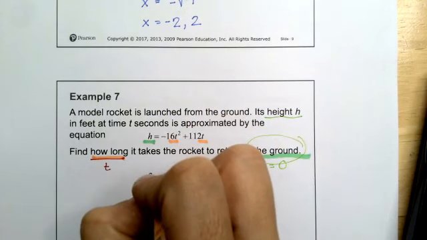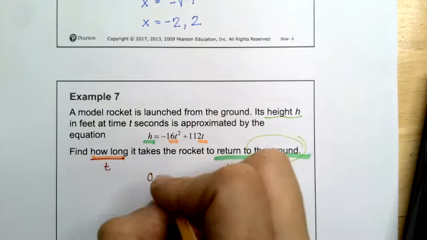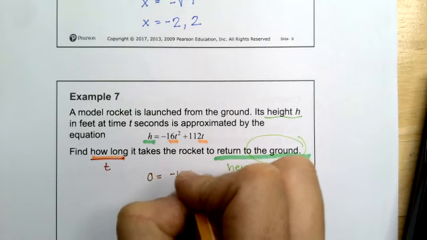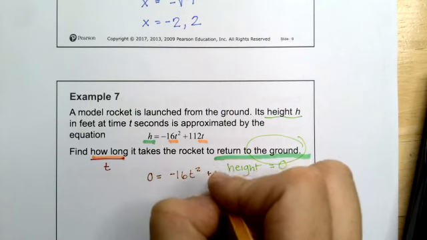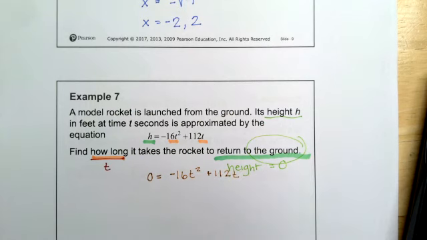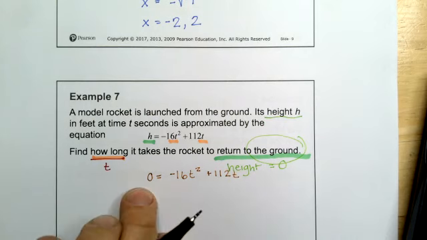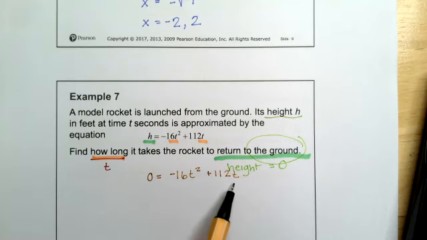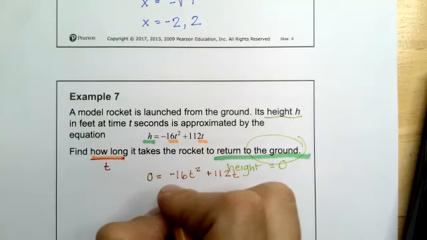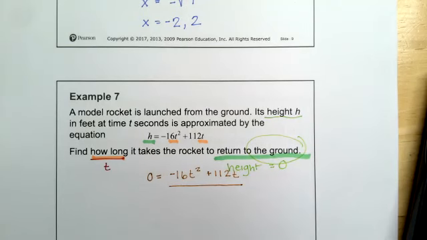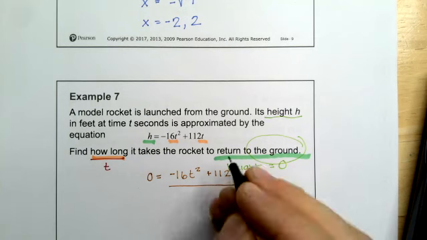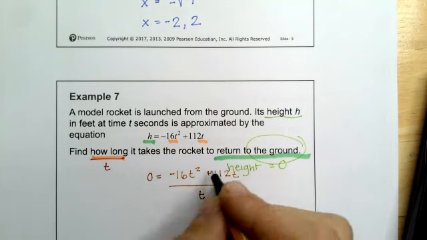When h is 0, when the feet high is 0 feet high, what is the number for the time? All right, so it's already in standard form because h is 0. 0 equals -16t squared plus 112t. I can factor out a t, can I not? Now you want to put it into factored pairs. There's only 2 terms. So if you can pull out a variable, that's great.